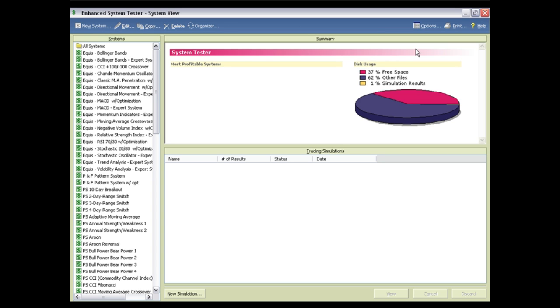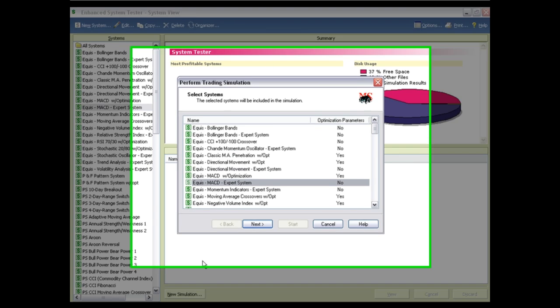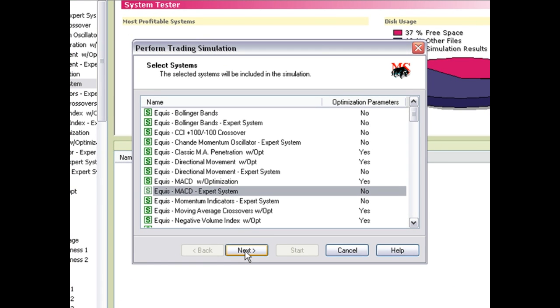What we're going to do now is we're going to take our MACD, as we've been doing all along here, and we're going to look at all the stocks that gave us a buy signal today, and we're going to see which of those stocks actually performs the best. I'm going to select the MACD expert system here and tell the system I want to run a new simulation. Okay, right here it's just going to verify for me that I'm running a MACD.